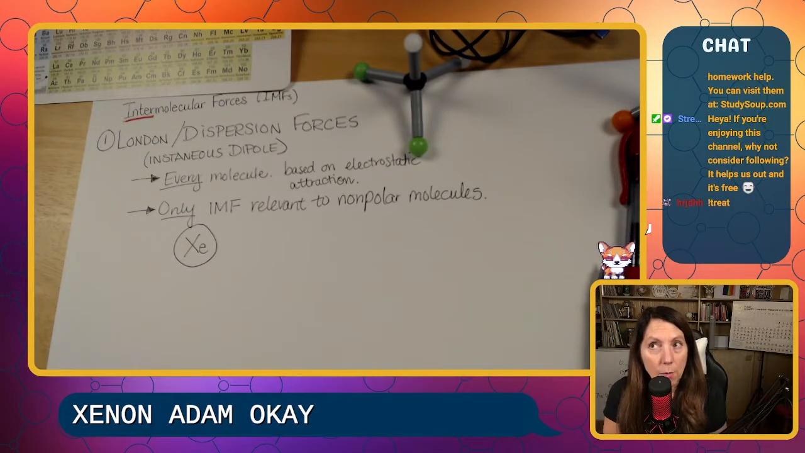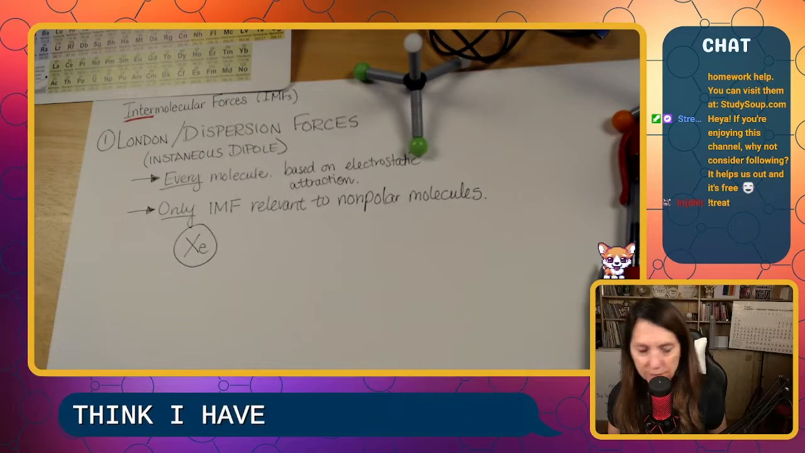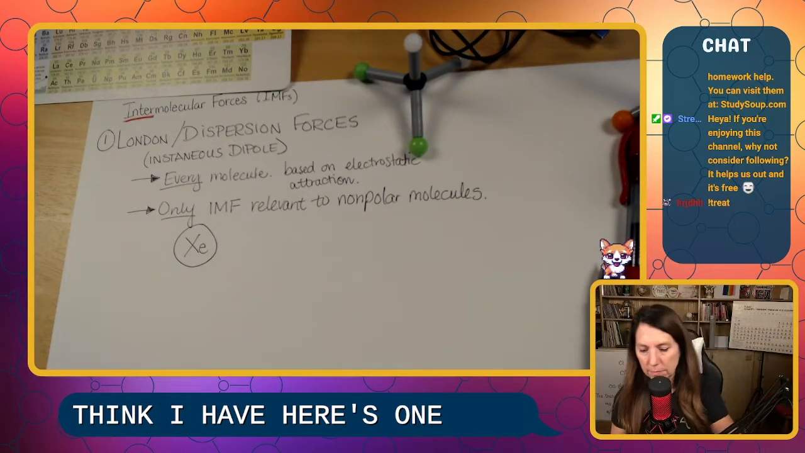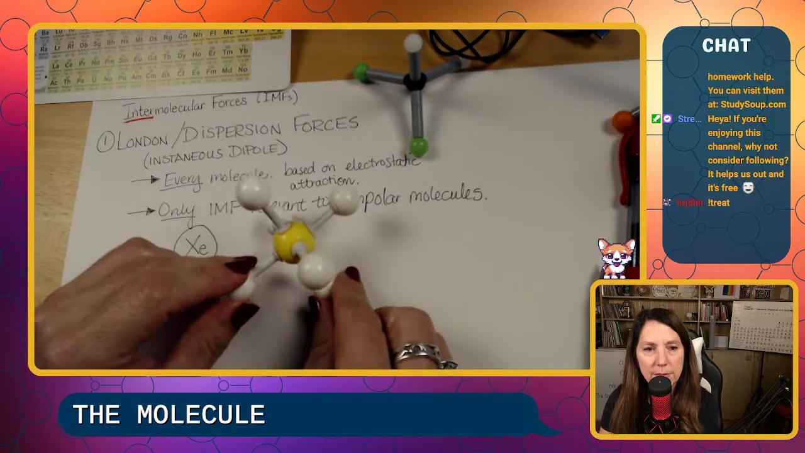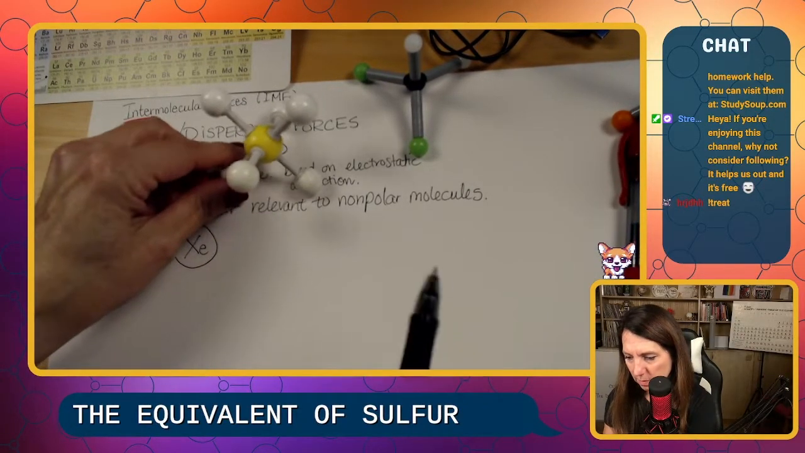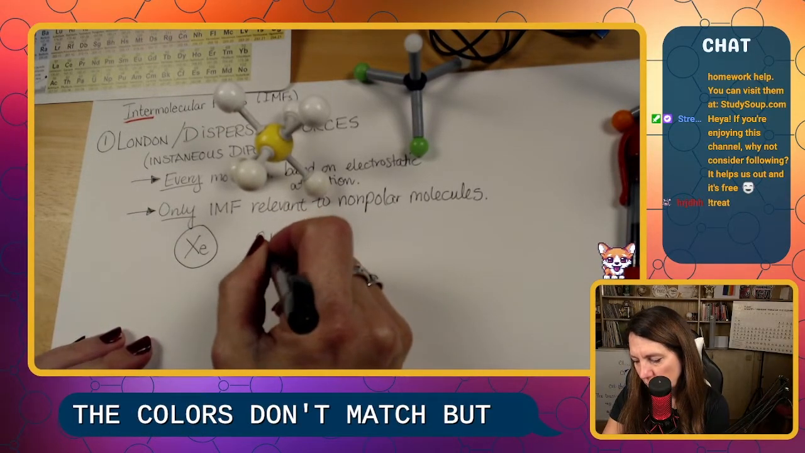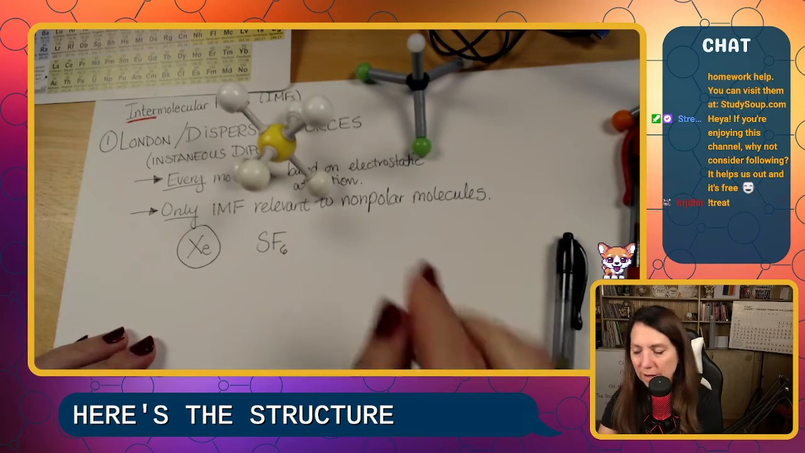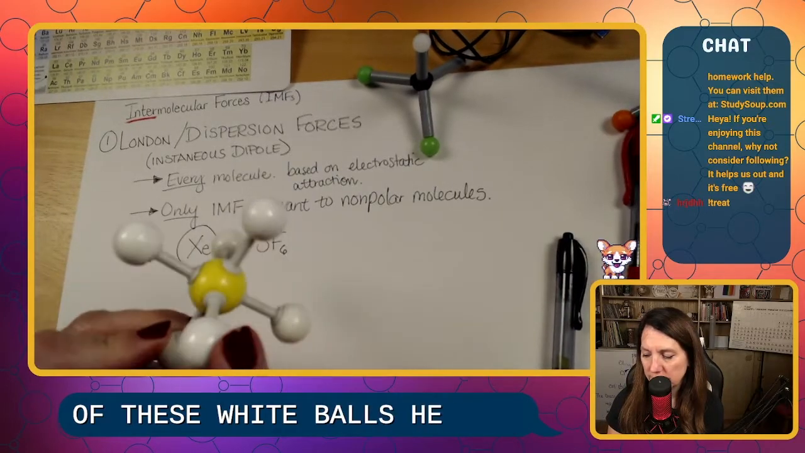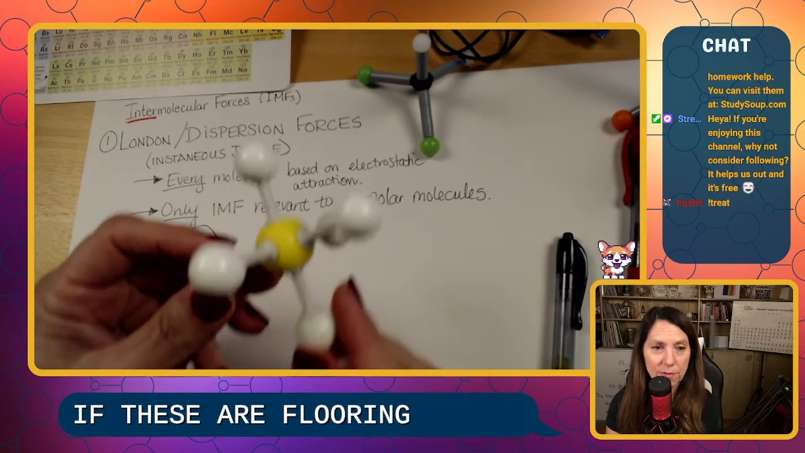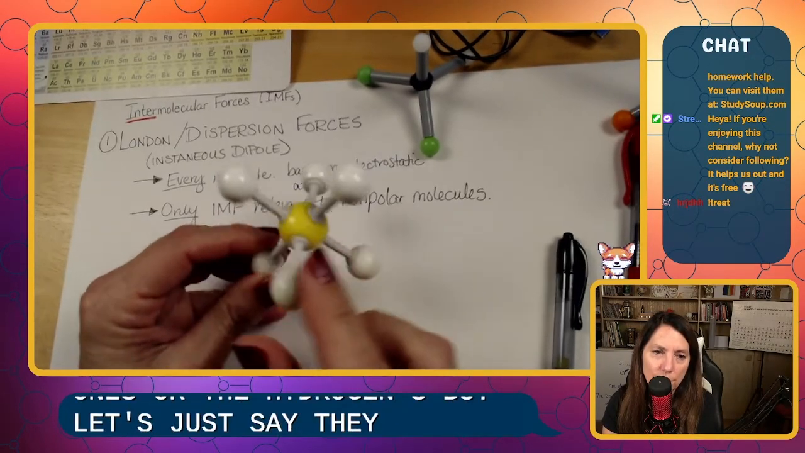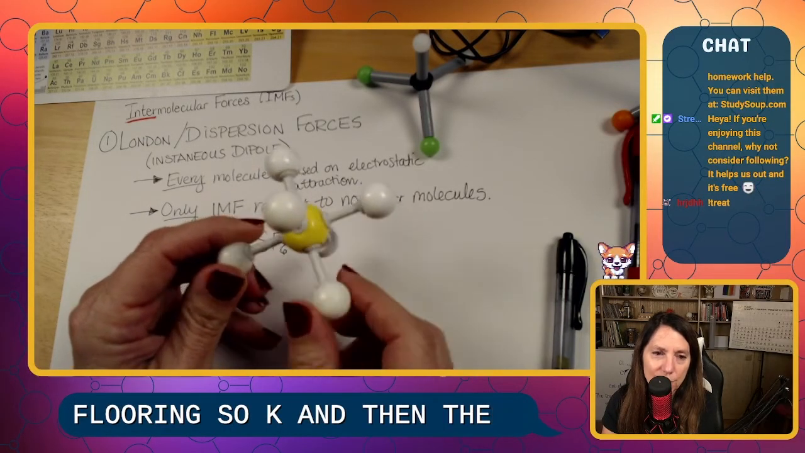Okay, what else? Here's one. Here's a molecule. The colors don't match, but here's the structure of sulfur hexafluoride. If each one of these white balls here are fluorine atoms, really the convention is the white ones are the hydrogens, but let's just say these are fluorines, okay? And then the central atom is a sulfur, okay?